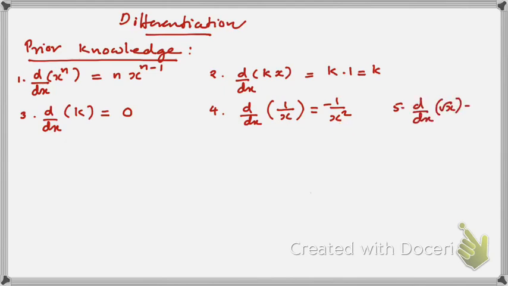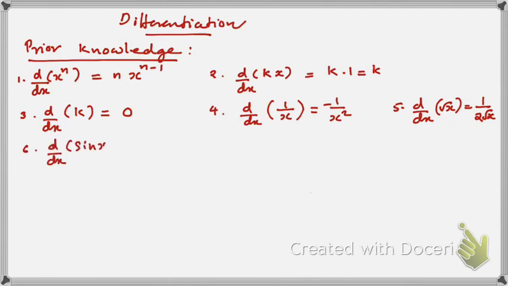The fifth result, derivative of root x is 1 over 2 root x. That's again x raised to half, you write and do it. So x raised to half, and that's how you do it. So root x derivative is 1 over 2 root x.